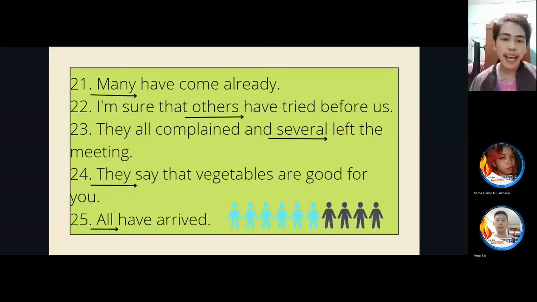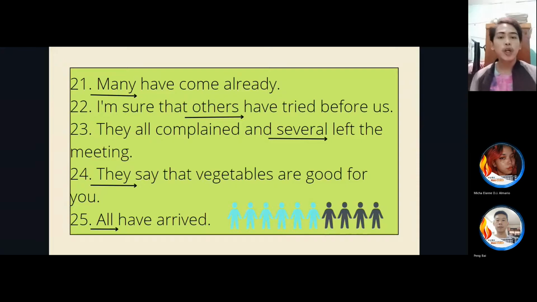23. They all complained and several left the meeting. Several, which means more than two, but not many. So remember with that, many, several, few, that indefinite pronouns when using the sentence. So when talking about several, it means more than two people but not many.